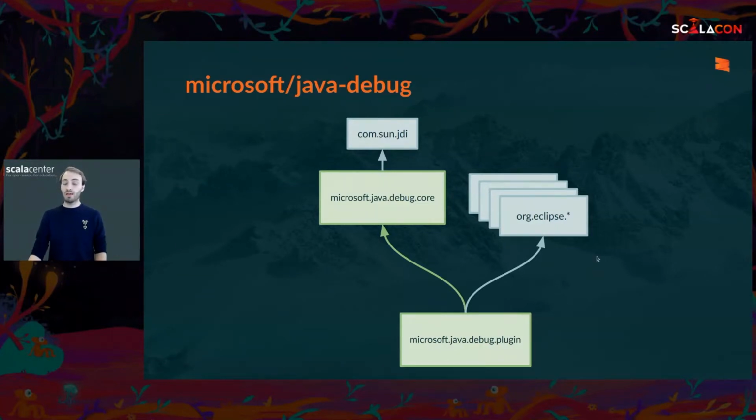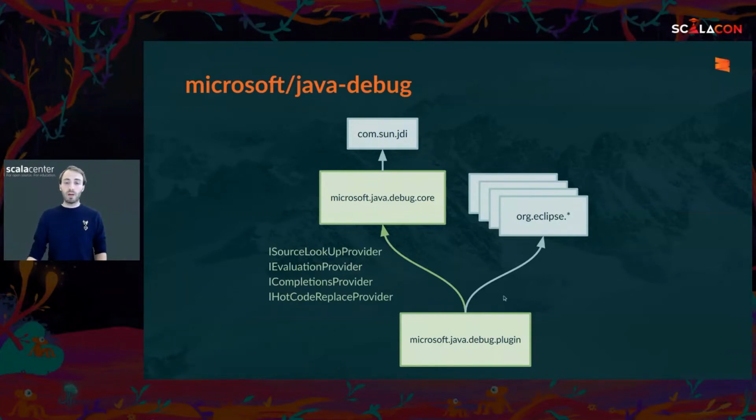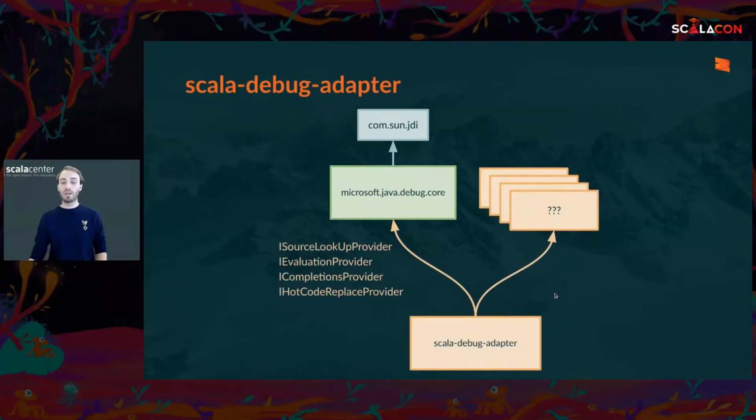In the case of Scala, we have different build tools. Our build configurations are different, so we cannot reuse org.eclipse directly. The interface between the plugin and the core is not so big. It's only 4 different interfaces that we need to implement. So in our case, we will replace the debug plugin with a scala-debug-adapter. We will use different libraries. We'll see which ones. And we basically only have to implement those 4 interfaces.